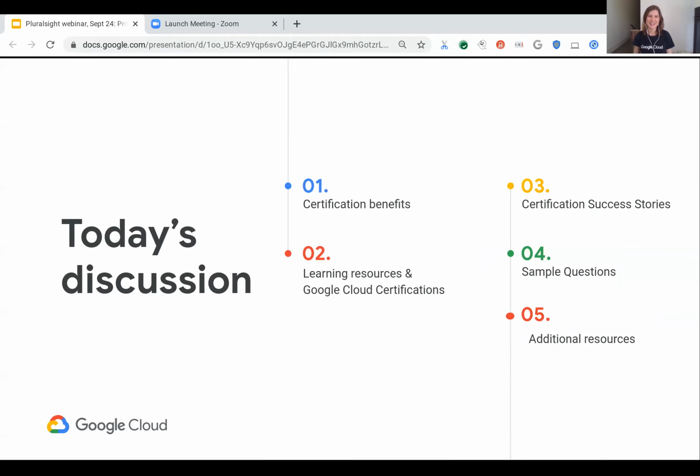So let's take a look at our agenda today. First, we are going to talk about certification benefits. Then we'll review the learning resources and Google Cloud certifications. Then we'll cover certification success stories with Brian and Joel. We'll also review some of the sample questions, and then we'll recap with additional resources as well as the Q&A portion. So feel free to ask your questions throughout this webinar.